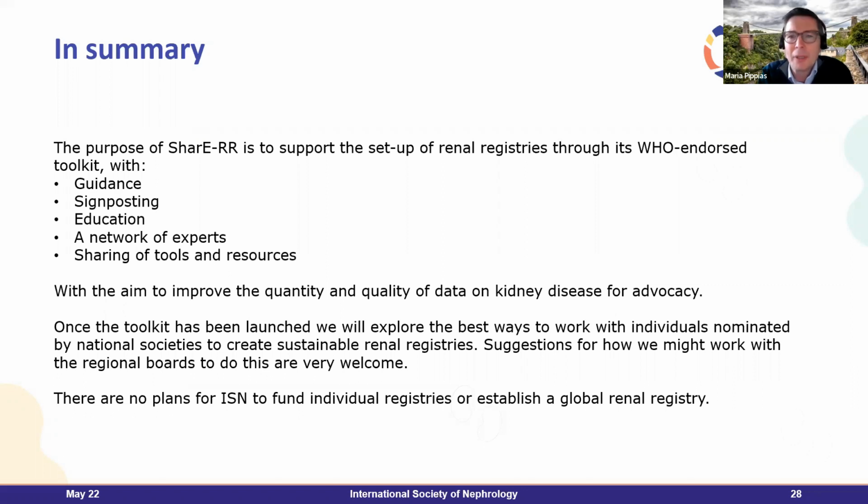Once it's launched, we will use it to work with individuals in different countries and help them to work with their national societies and their governments to set up registries. We haven't got that model working yet. We've tried it with a couple of countries. We've got some checklists that we work through, but how do we sit down with a nephrologist in a country and help him or her through the process of setting up a registry? But again, I see that as being underpinned by the toolkit and those steps that we've just talked through.